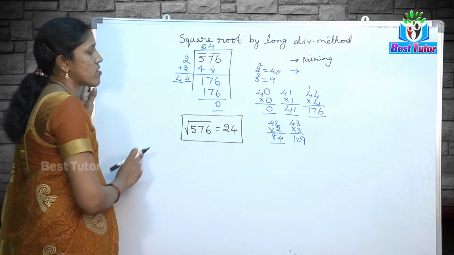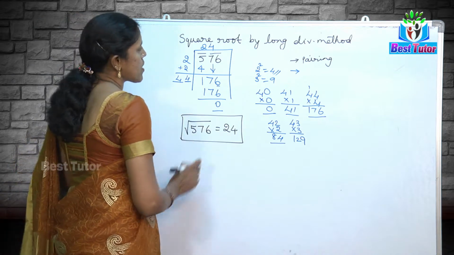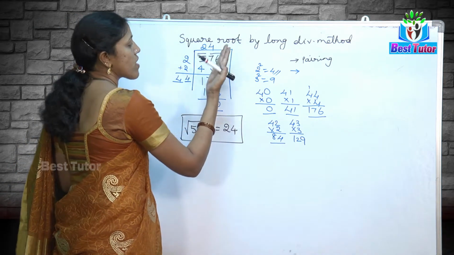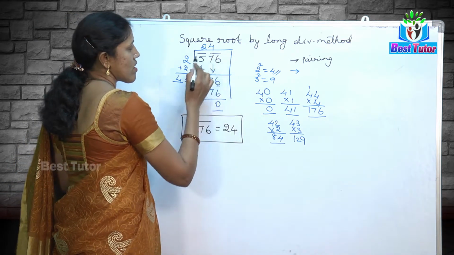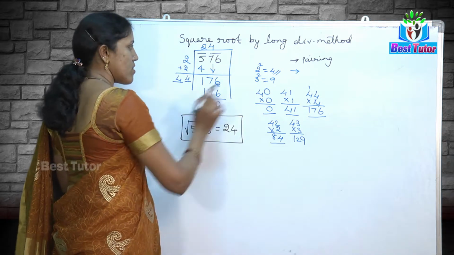Here 576 is a perfect square. I repeat the procedure step by step. First step, we are going to pair up the numbers starting from right to left. 76 is one pair, and 5 is a pair. Right, that first step is done.